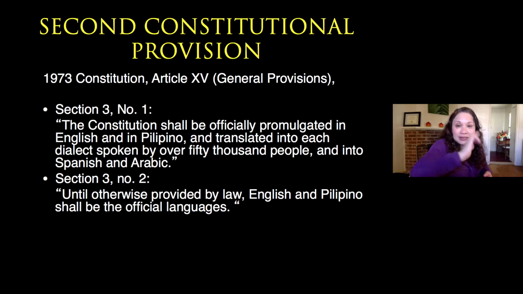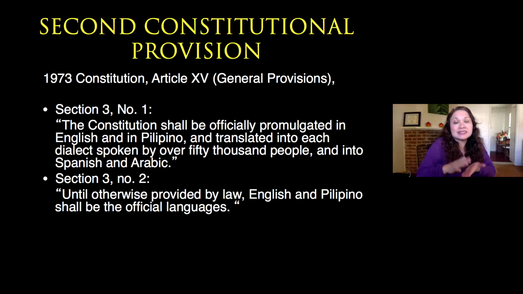Now, then again, you would have yet another change because of the second constitutional provision. This would be in 1973 after the declaration of martial law. And what it says was, the Constitution shall be officially promulgated in English and in Filipino and translated into each dialect spoken by over 50,000 people and into Spanish and Arabic. Until otherwise provided by law, English and Filipino shall be the official languages.